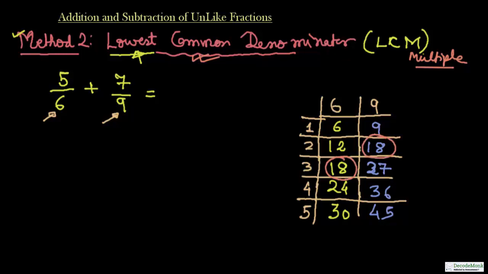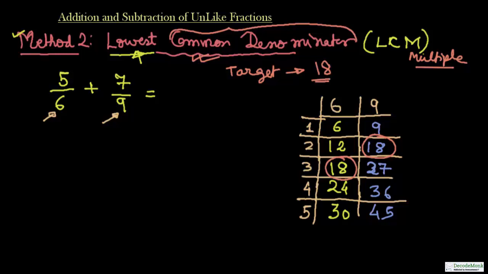Now, as we know, while adding and subtracting fractions, the main target is to have a common denominator. In our method 1 we multiplied the bottom numbers and made that the common denominator. But here we are going to find the common multiple appearing in the tables of 6 and 9, the lowest common multiple, and make that the common denominator. So please understand that our target is to make 18 the common denominator.